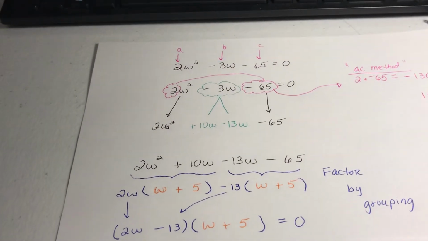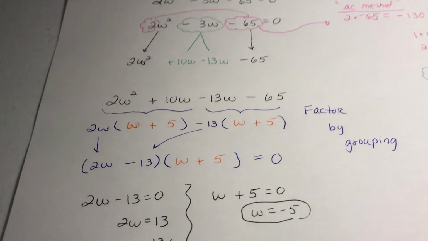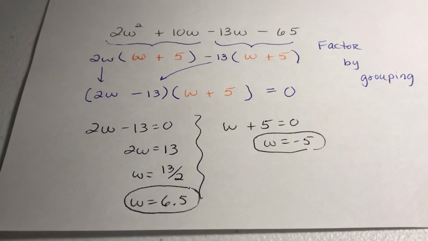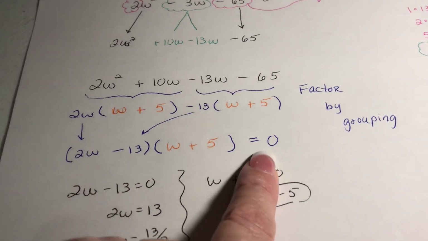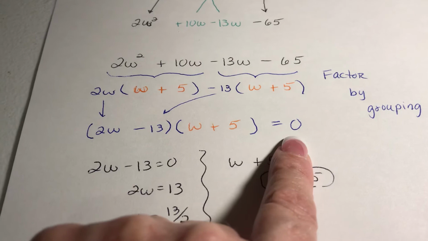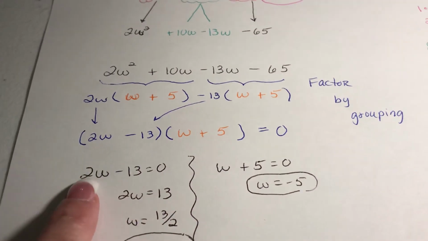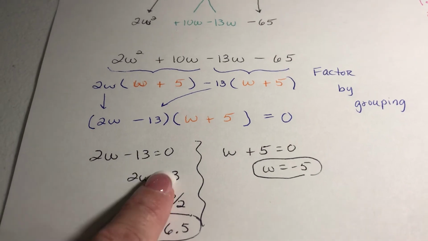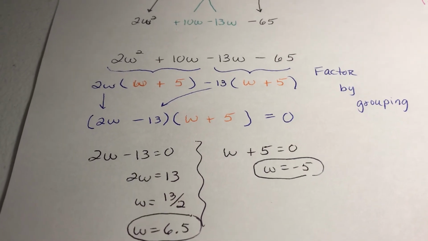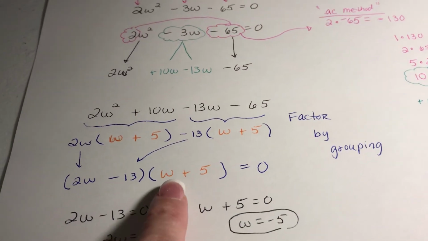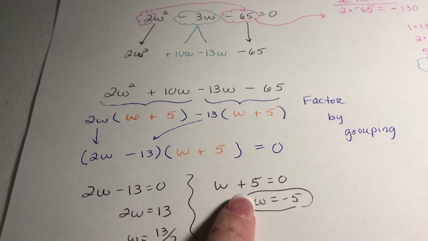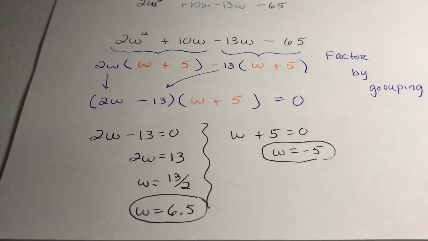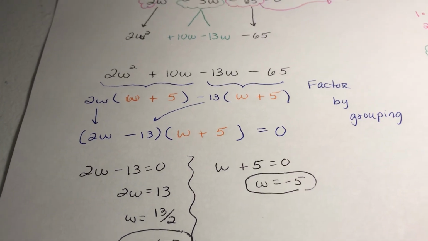You can see they left out quite a bit of steps. And then I just went from there and I solved them. Since when you factor it, it's still equal to 0, take the 2w minus 13, set it equal to 0, and solve it. I added 13 and divided by 2. And then over here, I take the w plus 5 and set it equal to 0 and just subtract the 5. And that's how I got the answers. I hope that helps.